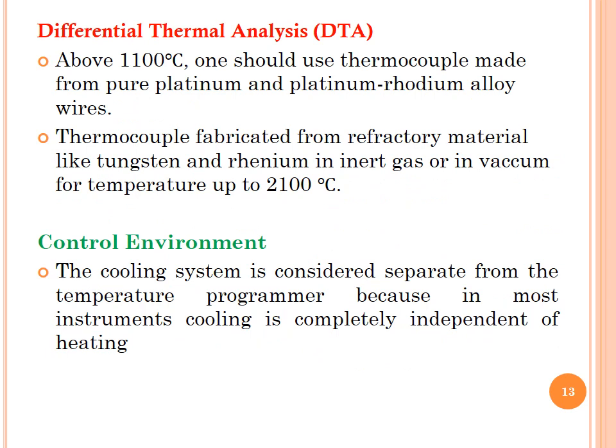Above 1100 degrees, one should use the thermocouple made from pure platinum or platinum rhodium alloy wires, because some materials have high melting points and high flash points, so we have to use very high temperature bearing sensors. Thermocouples fabricated from refractory material like tungsten and rhenium, and inert gases or vacuum, are used for temperatures up to 2100 degrees centigrade.